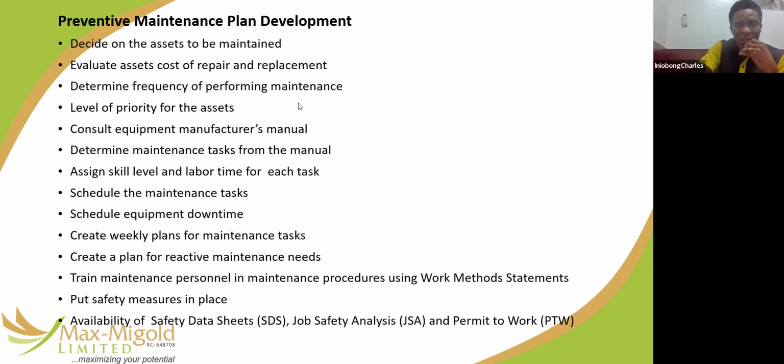Level of priority for the asset. Yes, level of priority. You place priority on assets. There are some assets that are very, very critical. You don't joke with them. For example, the generator, the chiller, those assets are very critical. You don't joke with their maintenance.